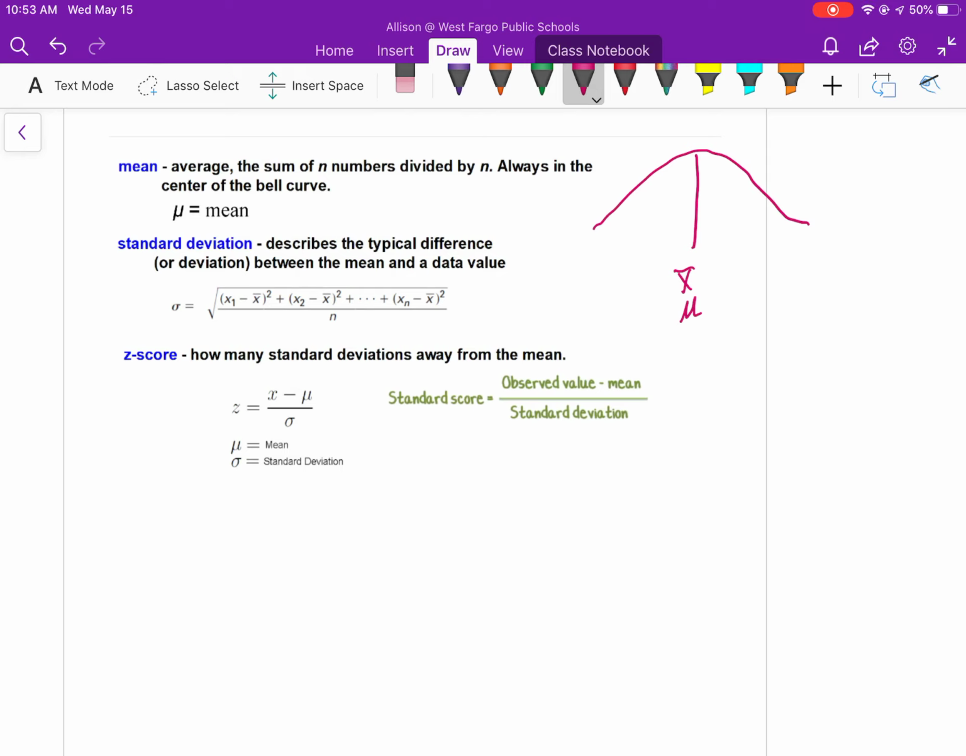Then standard deviation describes the typical difference or deviations between the mean and the data. So the standard deviations are how far something is from the average. So we go the average plus 1 standard deviation, plus 2 standard deviations, plus 3 standard deviations, or we do the average minus 1 standard deviation, minus 2 standard deviations, minus 3 standard deviations. So the standard deviation is how far something is from the average, the distance between the mean and the average. And then the Z-score is how many standard deviations we are away from the average.